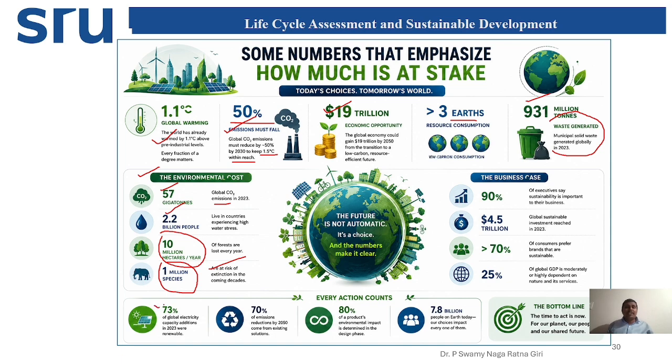Global electricity was 73% renewable in 2023, and 70% emission reduction by 2050 is the agenda of LCA by conducting a proper analysis. So the future is not automatic but is a choice, and the numbers make it clear what sort of action should be considered. On the earth, 7.8 billion people, our choices impact every one of them. So the triple bottom line is clear. The time to act is now, for our planet, our people, and our shared prosperity. The triple bottom line is one of the things we have to consider and understand the impact of LCA.